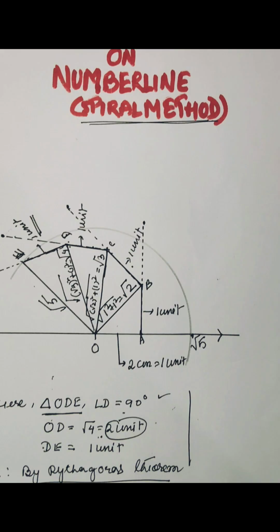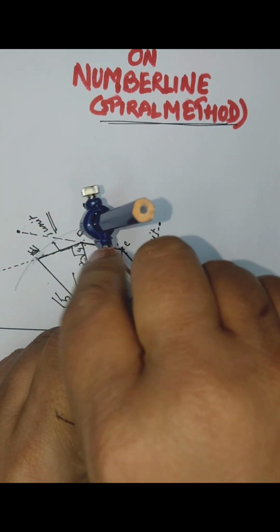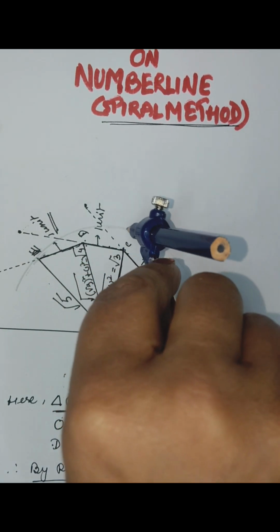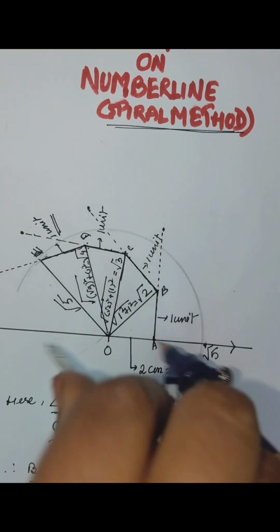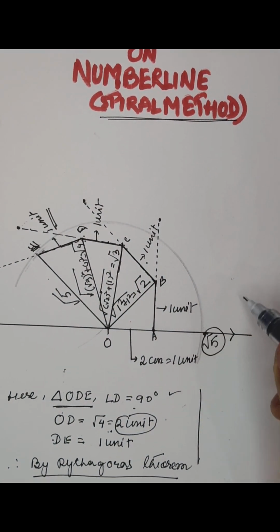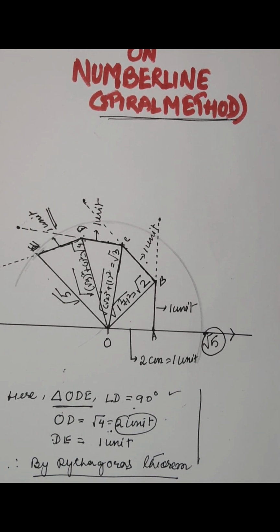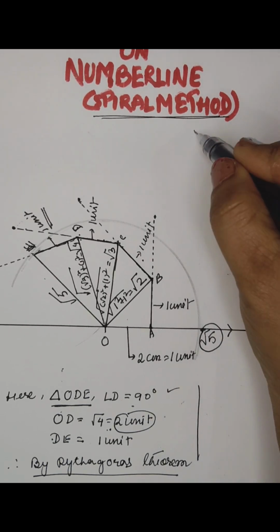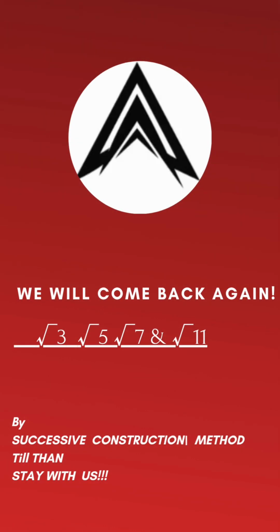To locate root 5 on the number line, place the compass needle at O and take OE as the radius. Draw an arc that cuts the number line on the positive side. The point where the arc intersects the number line gives the position of root 5. Using spiral method, we can draw more such diagrams. We'll come back soon with root 3, root 5, root 7, root 11.